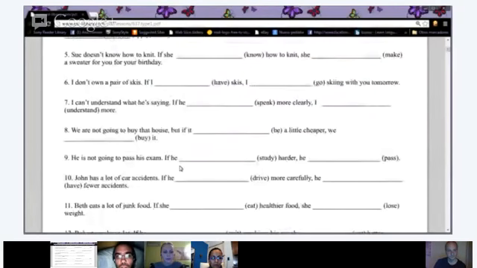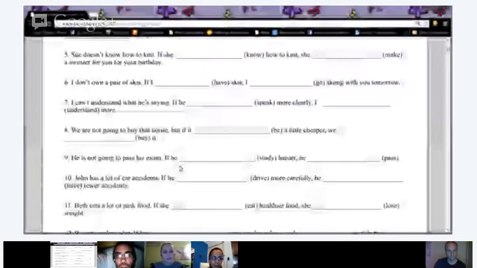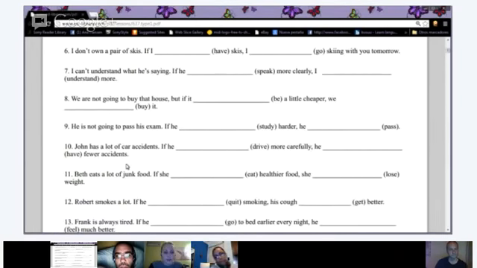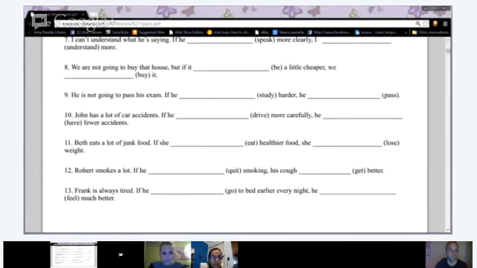We are not going to buy that house, but if it was a little cheaper, we would buy it. Good. Yes, if it was a little cheaper, we would buy it. Nice. Okay, numbers 9 and 10, please.